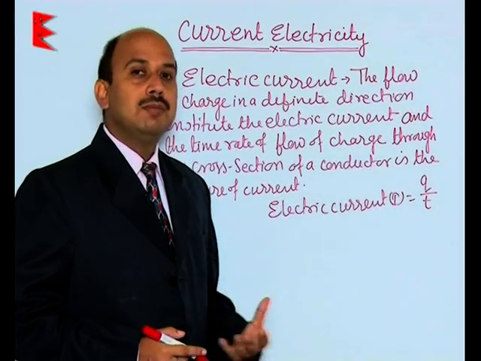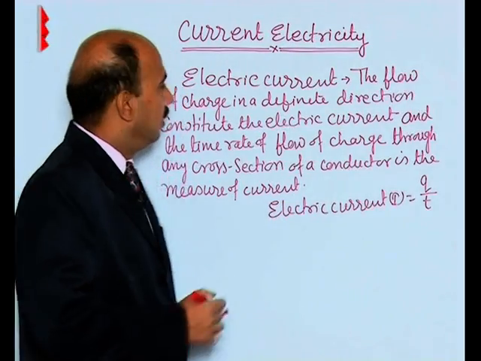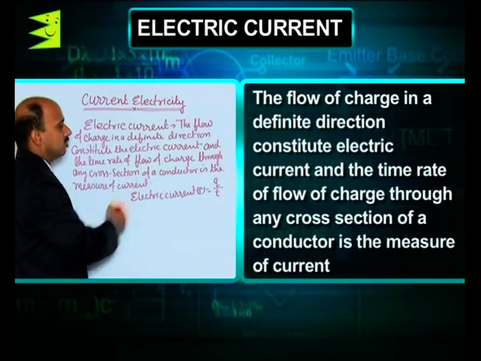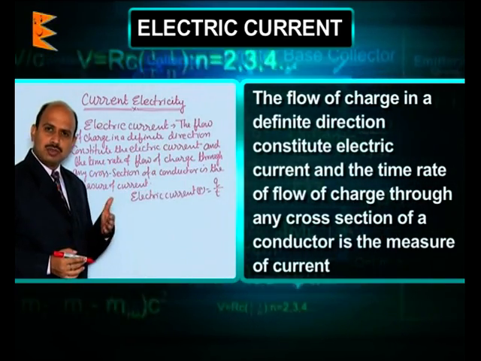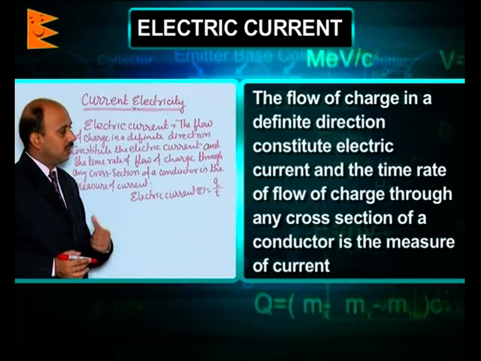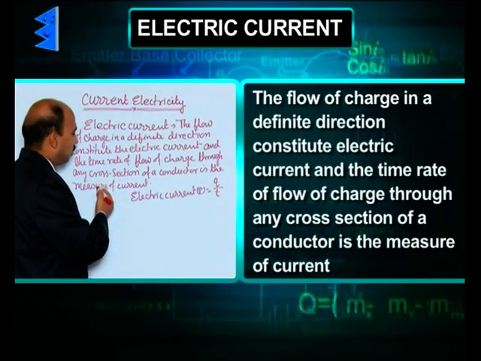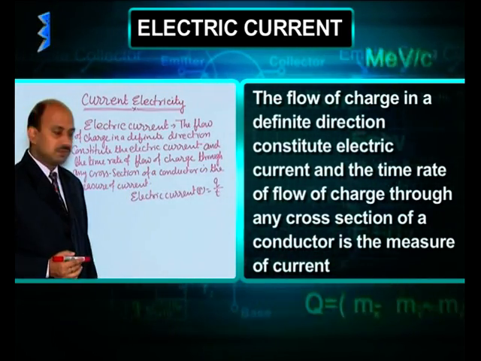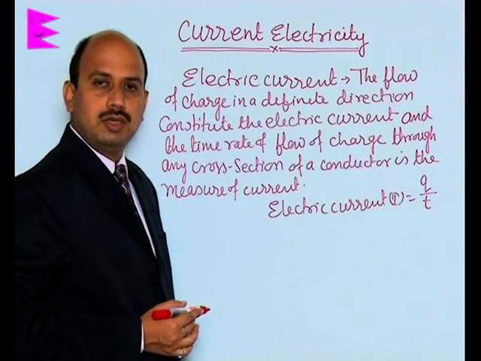So what do we mean by electric current actually? That is the first part of this chapter. The flow of charge in a definite direction constitutes the electric current. So when the charge flows in a definite direction, it constitutes electric current, and the time rate of flow of charge through any cross section of a conductor is the measure of current. Now we can write electric current I is equal to Q upon T.